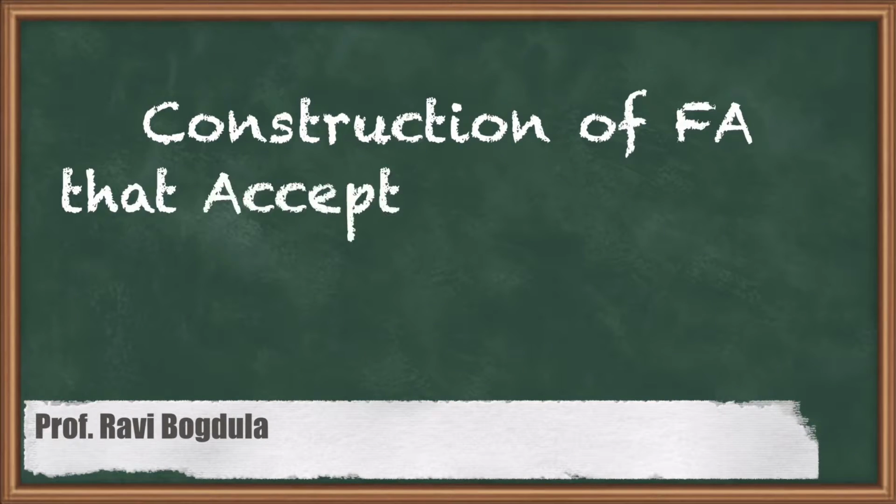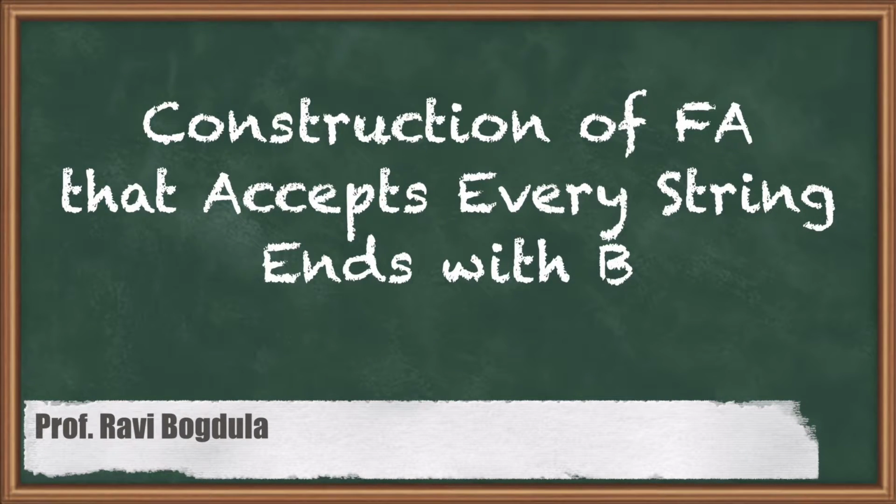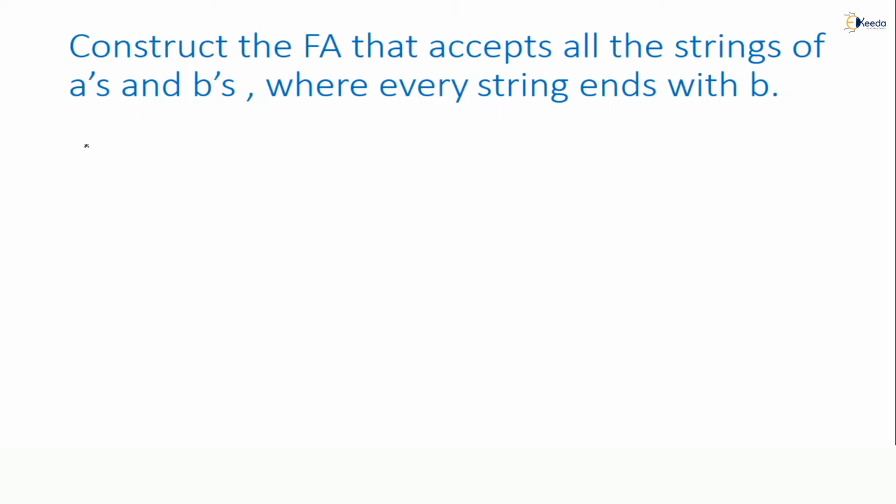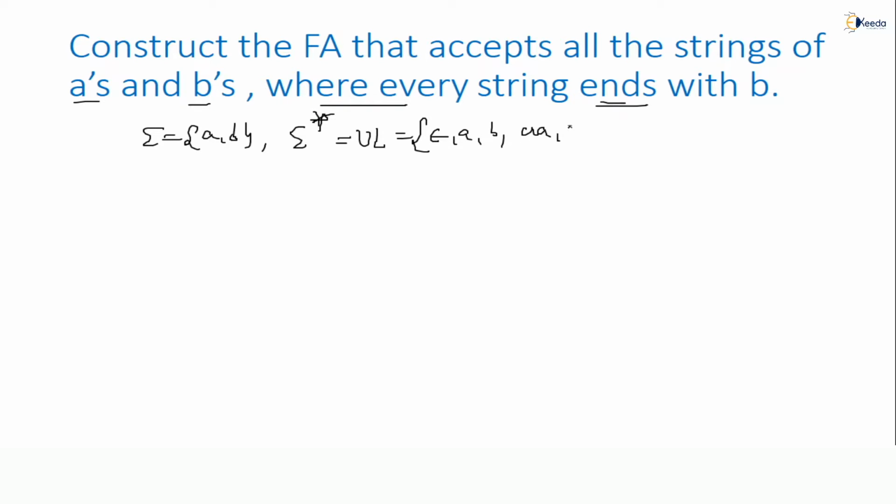Hello students, our next topic is: construct the FA that accepts every string ending with B. The complete statement is: construct the FA that accepts all the strings of A's and B's where every string ends with B. So the alphabet sigma equals {A, B}. What is sigma star? Is sigma star a universal language or not? In the universal language there is epsilon, A, B, AB, BB, BA, and so on.